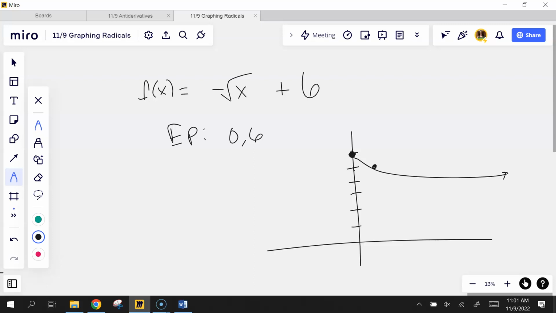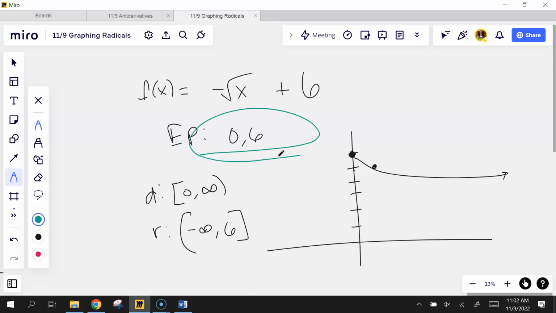What's the domain? Oh, the range. Your domain and range is always based on your endpoint for a square root graph. Domain, range. You just have to decide.